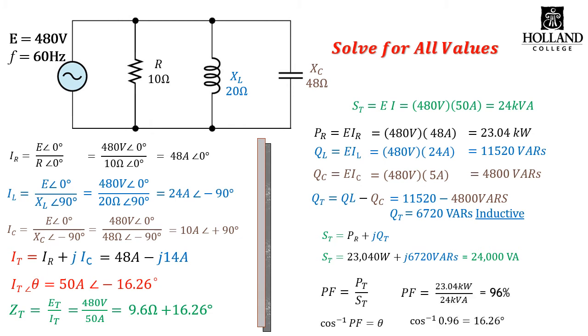With our resistive power and our apparent power, we get a 96% lagging power factor. And when we verify our power factor with our angle, sure enough, we get back to 16.26 degrees. So I hope you got along with that well enough.